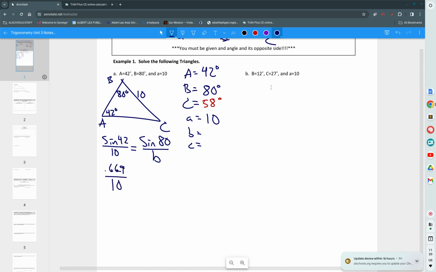0.669 and 0.884. Was it 884? 984. Sorry, I think something is wrong with my calculator. There is. I'm going to come help you fix it. 984 divided by B. Something's wrong. So once you get that, you're going to cross multiply and solve.